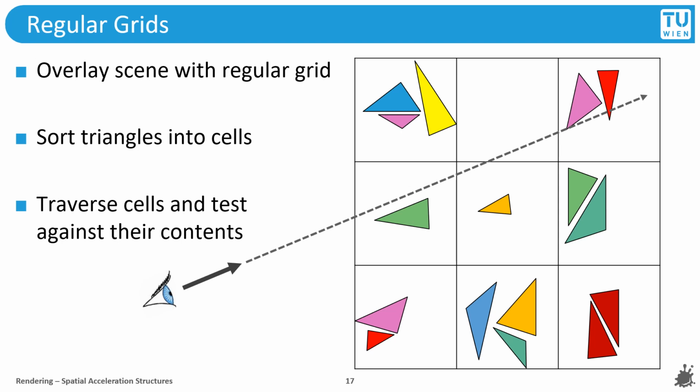And for traversal, we can simply start from the first cell that the viewing ray intersects with, and then advance front to back through the grid until we hit an actual triangle and report the intersection as the closest visible hit point.